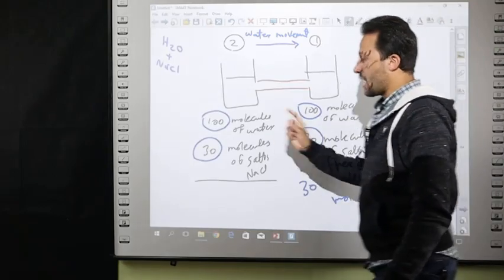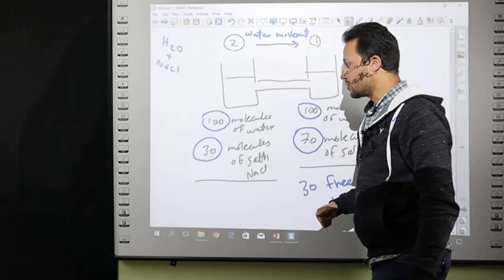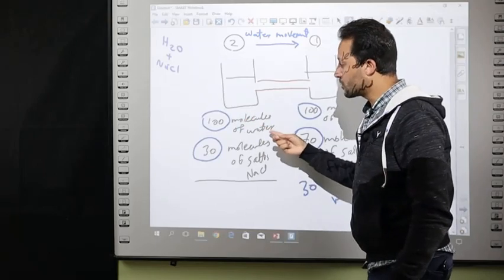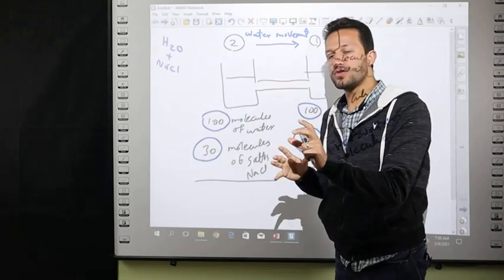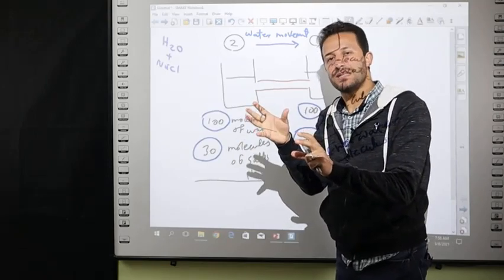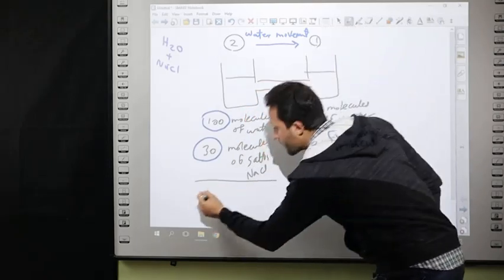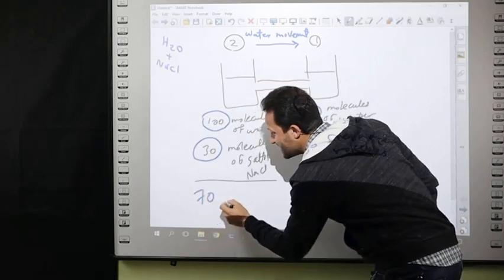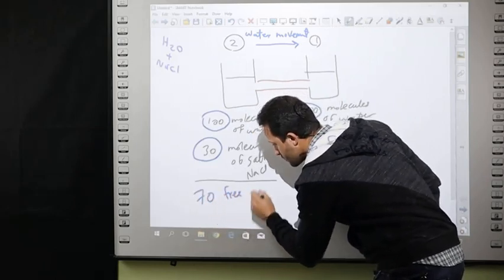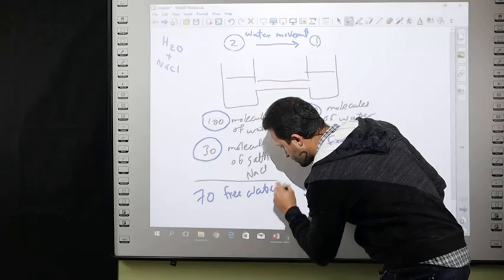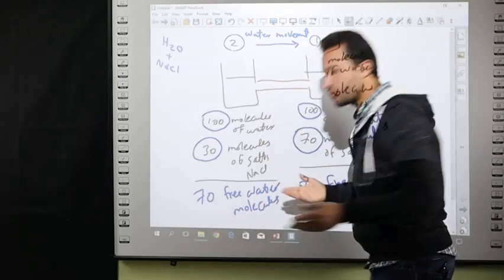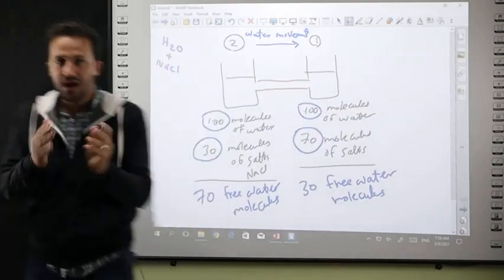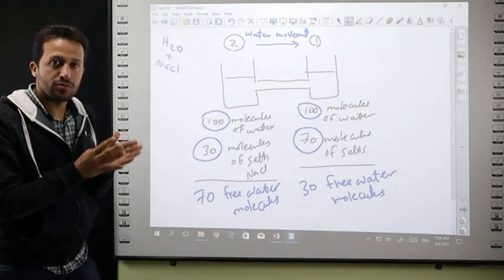Okay? And in the other cup, number 2, we have 100 molecules of water and 30 molecules of salt. So 30 molecules of salt will link to 30 molecules of water. So there will be 70 free water molecules, not linked to any salt.